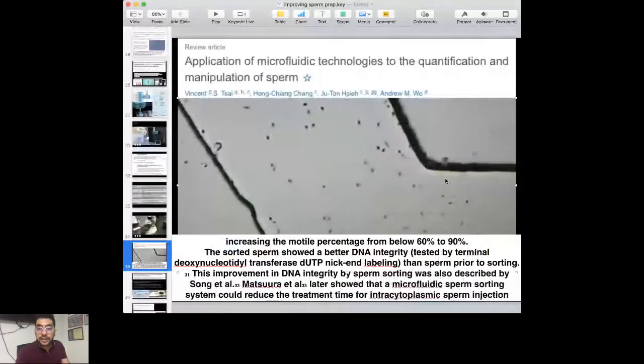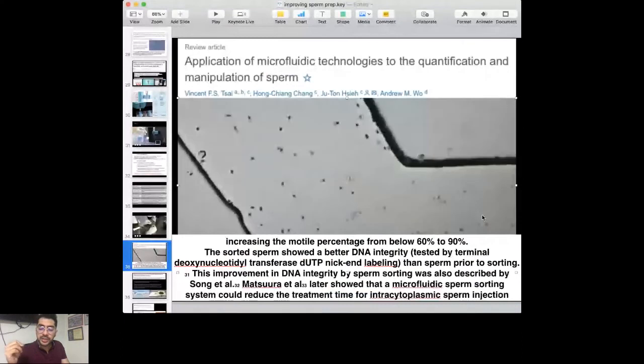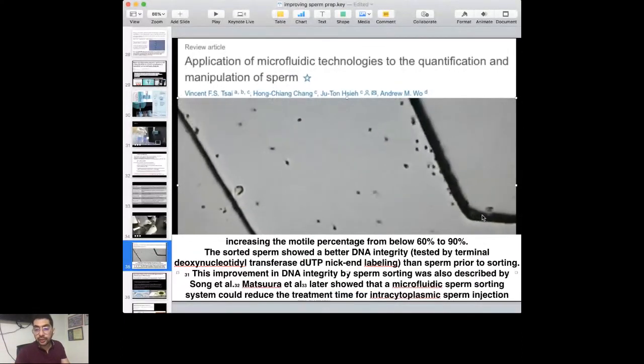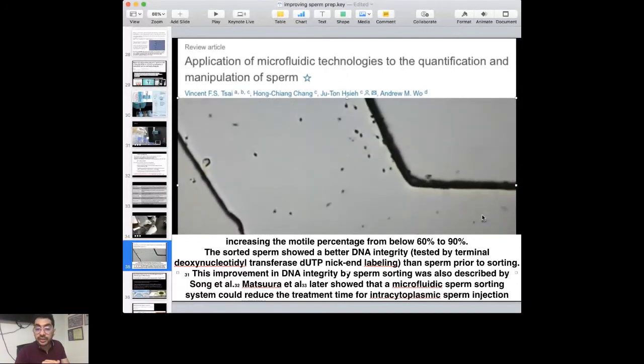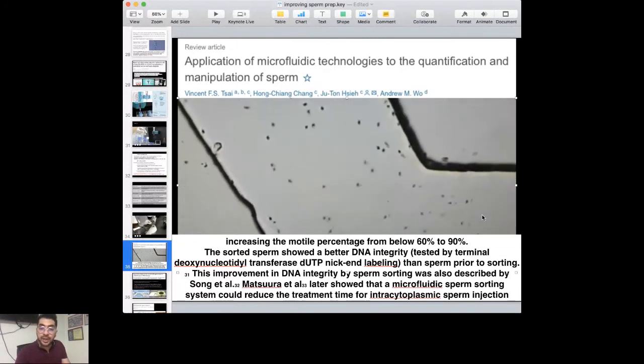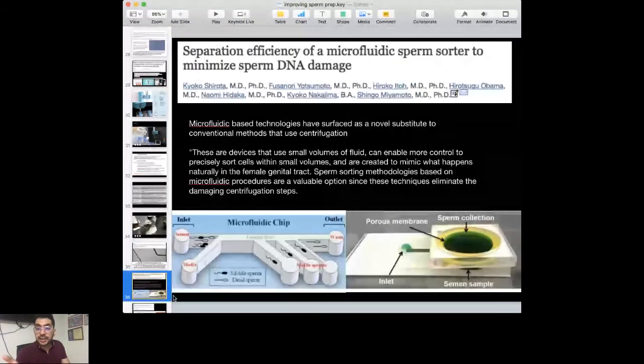Microfluidics again is something which works on the DNA content of the sperm. So if you have a poor percentage of motility or a poor percentage of DNA fragmentation in such samples, you can use microfluidics. You don't need any kind of centrifugation for this, and you can get a good yield. And the newest studies that are coming up, again, this is a relatively new technology, say that you're getting very good selection based on the DNA content.